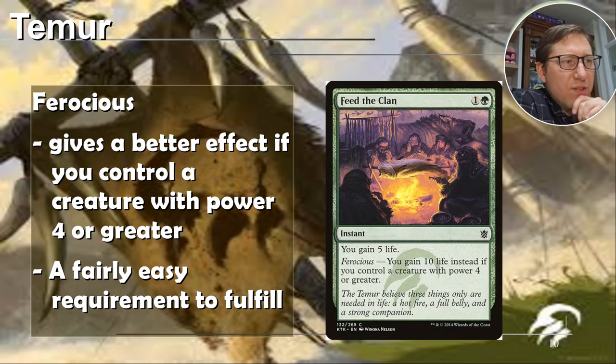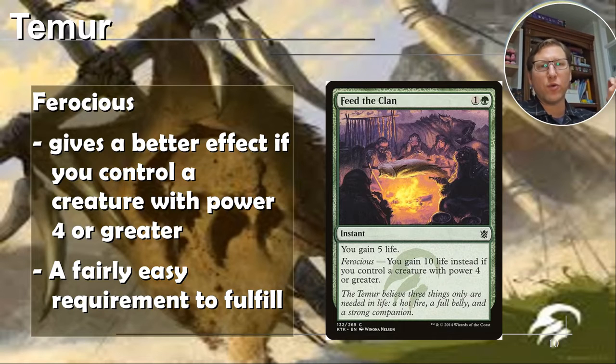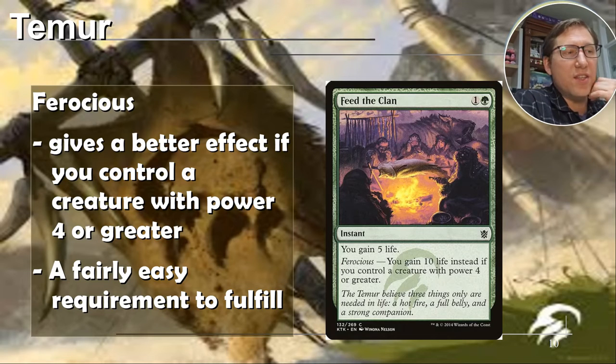So, Ferocious gives a better effect if you control a creature with power 4 or greater. Again, in a lot of decks that's very easy to get. You're going to be able to anticipate that you have a creature with power 4 or greater, particularly if you have a commander with power 4. There you go. You're probably done right there, right? But I think it is one of the easiest requirements to fulfill.